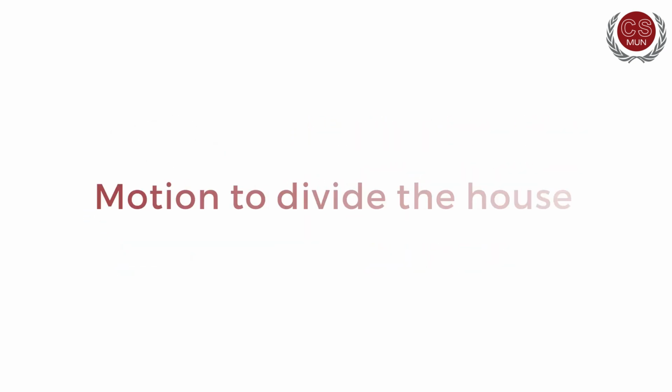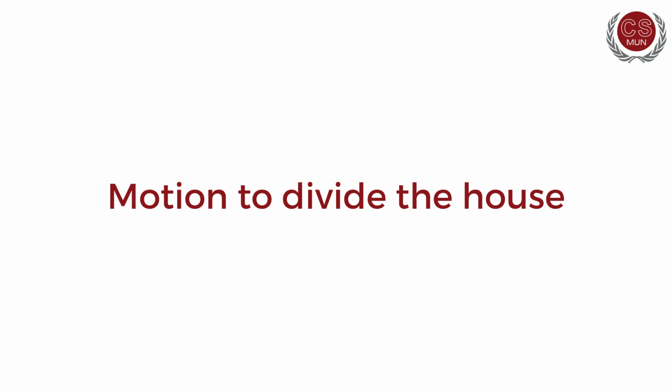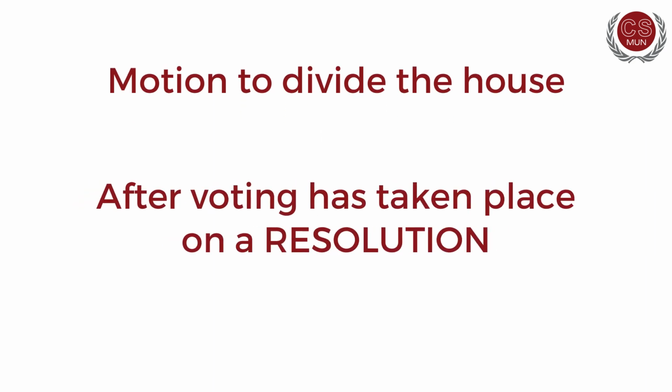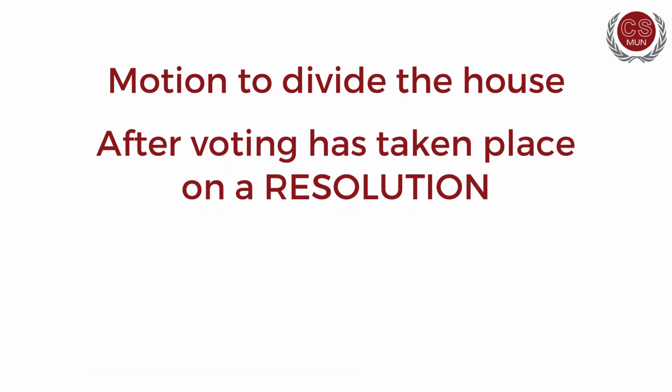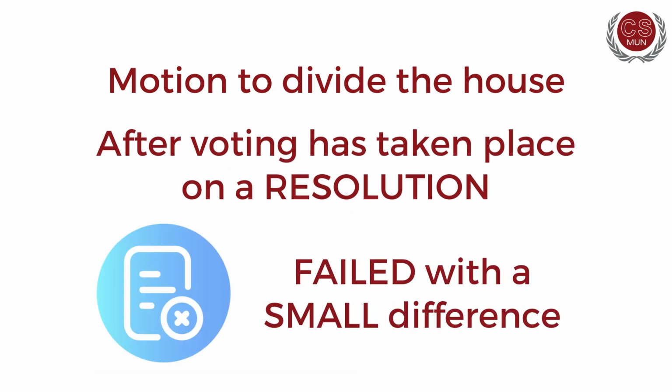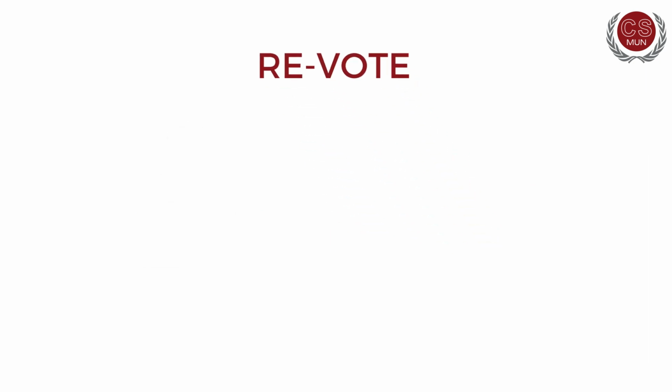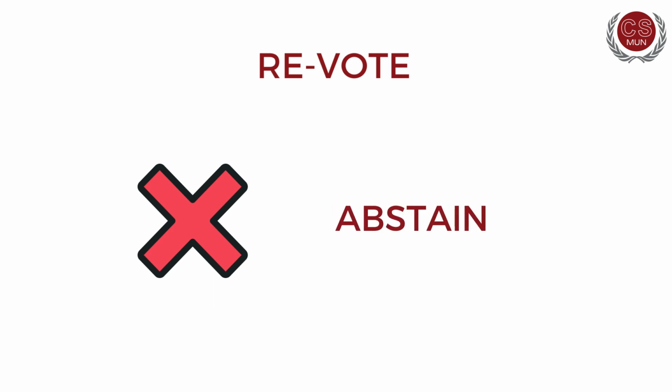And finally, there's the motion to divide the House. This motion is used after voting has taken place on a resolution, but only if the resolution has failed, with a small difference in the number of votes for and against. Anyone can call this motion, and when called, the chair will initiate a re-vote on the resolution. During the re-vote, delegates will not be permitted to abstain.